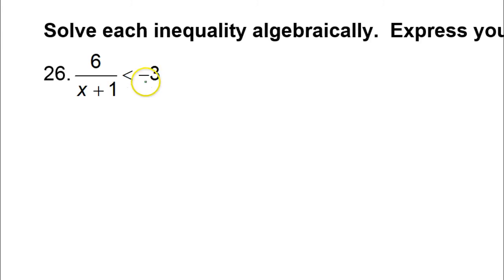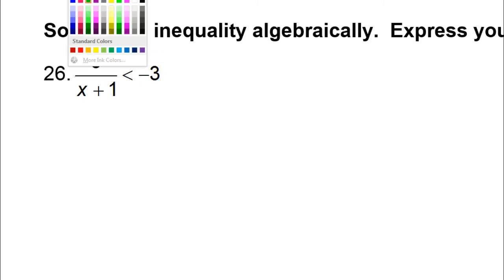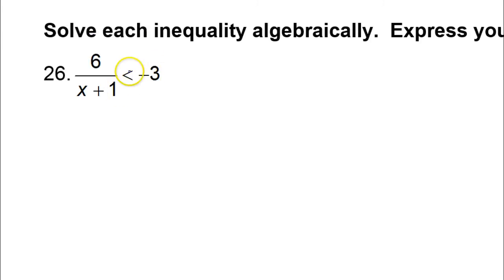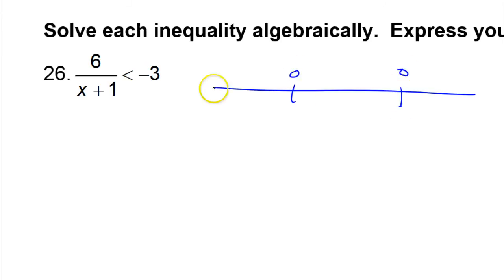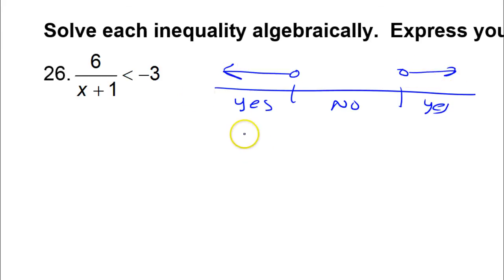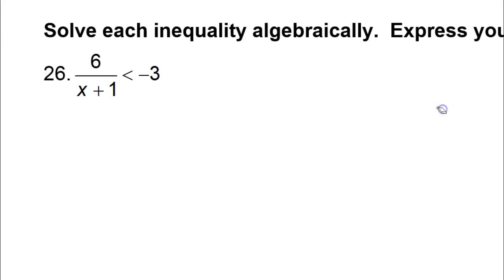Okay, now the last few problems are irrational inequalities. As soon as I see that less than sign, I know this is going to be one of those problems where I plot some critical values on a number line and I do some test values to see where the solutions are, and then I draw them in and I do my interval notation. But how do I know what the critical values are that go on the number line? Well, there are two types of critical values which need to go on the number line.